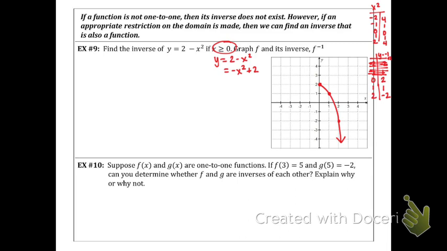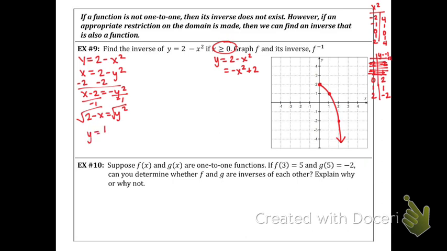Now, it wants us to find the inverse of that. So our equation is y equals 2 minus x squared. And so remember, switch your x and y. And then we're just going to solve for x. So we're going to subtract the 2, divide everything by negative 1, and then take the square root.